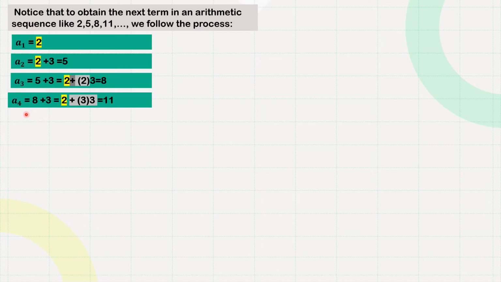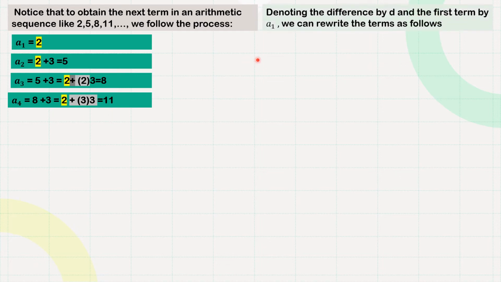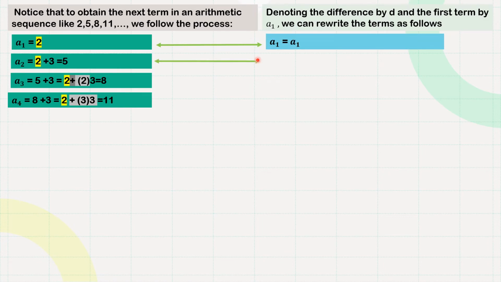Next, number 4, or a sub 4, the fourth term, is the third term plus the common difference. Or the first term plus, where does this first 3 come from? From 4 minus 1. The number of the term just has 1 subtracted from it, times the common difference, the second 3. That equals 11. See, they are the same. So, another one. This is so we can see the formula.